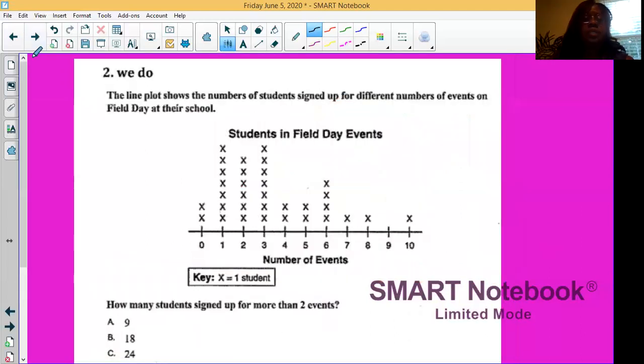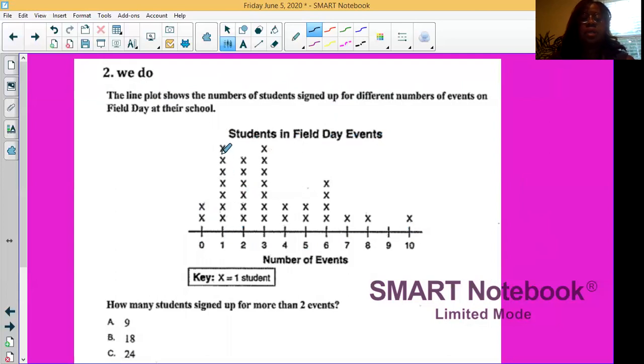It's also a we do, and it is a line plot. You've seen line plots a lot of times now. Only thing you need to remember about a line plot is that each X stands for something, and here it stands for one student. So here you have a key with this one, so you didn't have to figure it out. All right, it reads, the line plot shows the numbers of students signed up for different numbers of events on field day at their school. Your title is Students in Field Day Events. Number of events are from 0 all the way to 10, okay? So here's 0, here's 1. So 2 students didn't sign up for any.